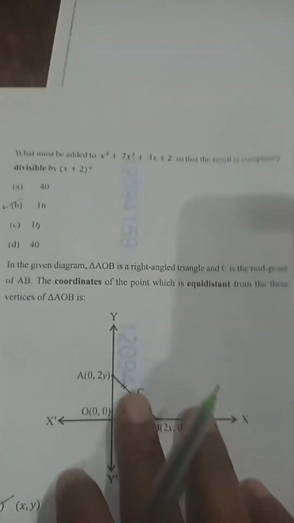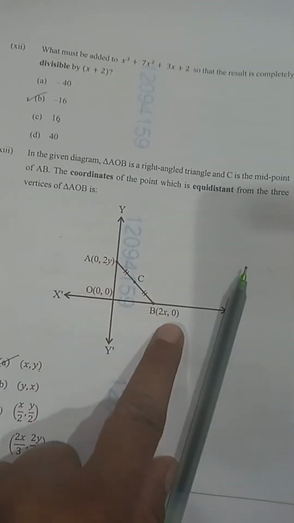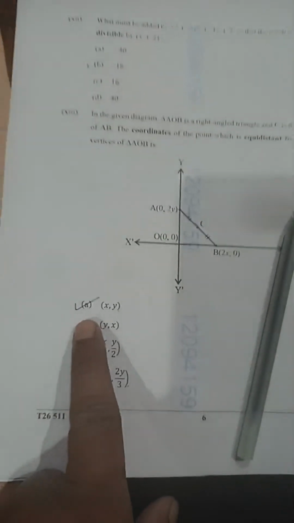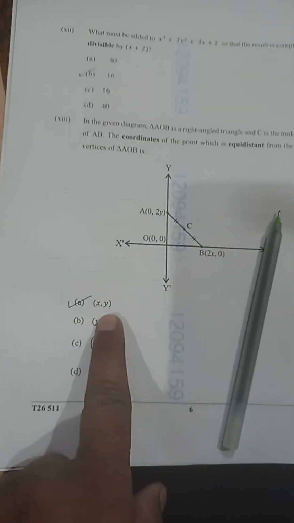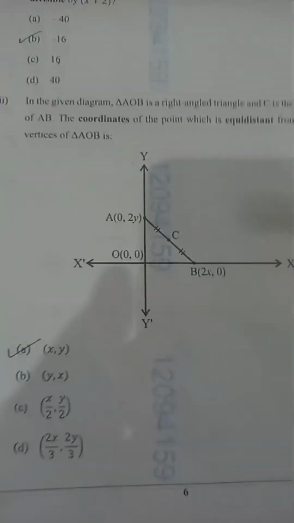Now again, the circumcenter of a right angle triangle is the midpoint of the hypotenuse, and here in this figure they have given the midpoint as C. Okay, so simply by applying the formula of midpoint we will get x1 plus x2 upon 2, that is again x, y1 plus y2 upon 2, y. So the correct option is A, coordinates are x, y. So for the 13th one, the correct option is A, and the answer is coordinates are x, y.